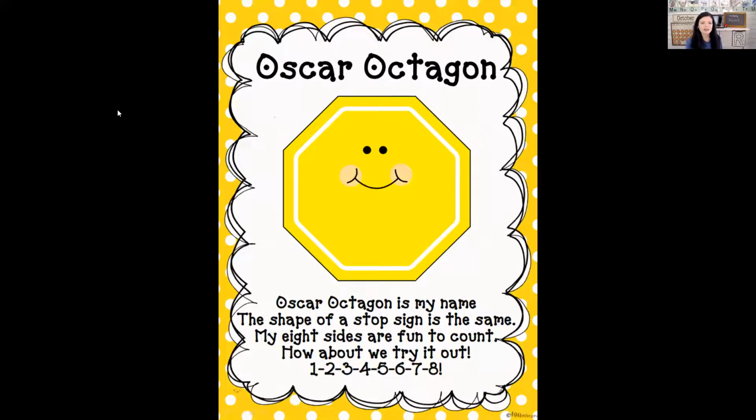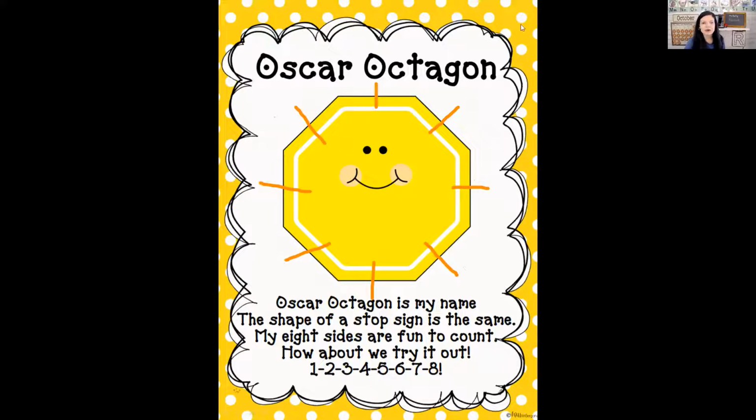This is my friend Oscar. Oscar, octagon is my name. The shape of a stop sign is the same. My 8 sides are fun to count. How about we try it out? Let's count Oscar's sides. 1, 2, 3, 4, 5, 6, 7, 8.